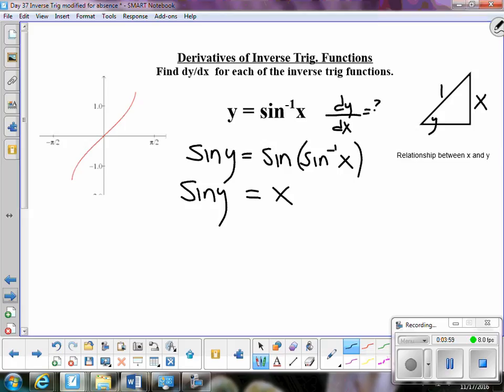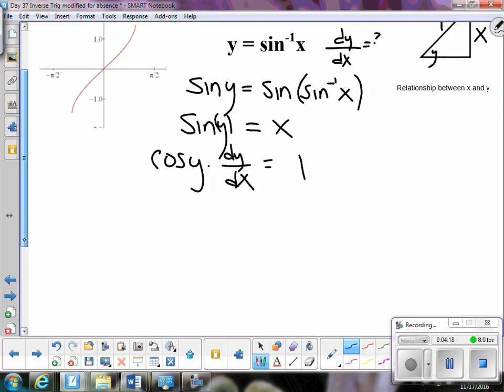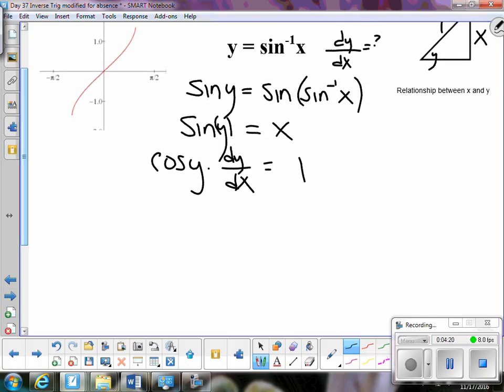All right, now let's get the derivative. That's our goal here. The derivative of sine y is cosine y times, I hope you're saying it, dy dx. All right, chain rule. The derivative of x is just 1. Remember our goal. We want to figure out what is the derivative of this function. We want dy dx. So let's divide both sides by cosine of y. So if we do that, we get dy dx equals 1 over cosine of y.